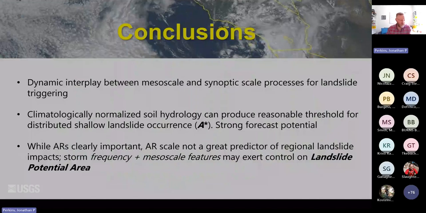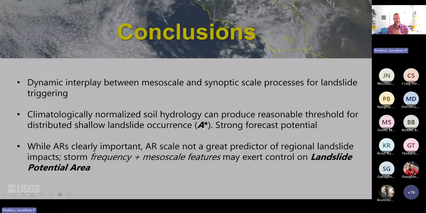Okay, so with that, I'll go to conclusions. Like I just said, what this analysis reveals, perhaps unsurprisingly, is that the pattern and the scale of landslide hazard that you can portray using this analysis really reflects a dynamic interplay between these mesoscale and synoptic processes in California. And an encouraging result is that we can use an index like this A-star parameter, this climatologically normalized soil hydrology metric, that does seem to produce a reasonable threshold for distributed shallow landslide occurrence, at least for the inventories that we looked at.